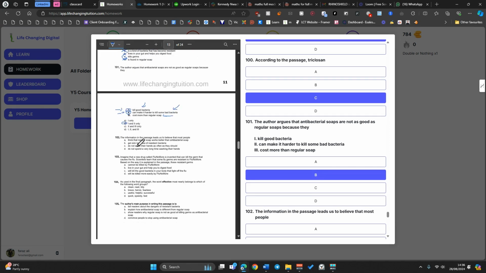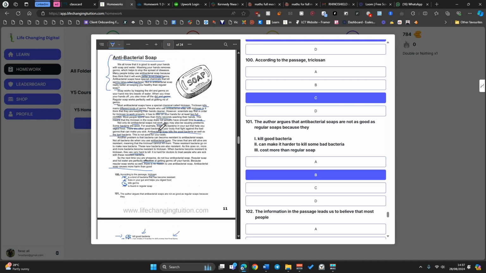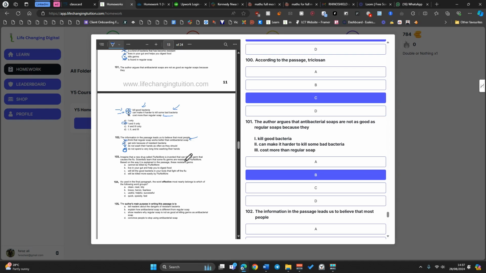The information in the passage leads us to believe that most people think that regular soap works better than antibacterial soap. That's not true because it's talking about how everyone thinks antibacterial soap is better. Most people get sick because of resistant bacteria. It doesn't say that most people get sick because of that. It says it's a possibility. Do not wash their hands as often as they should. Do not spend very long time washing their hands. Yep, so here there is very clear evidence for option D because he says most people spend less than 30 seconds washing their hands, right? So do not spend a very long time.